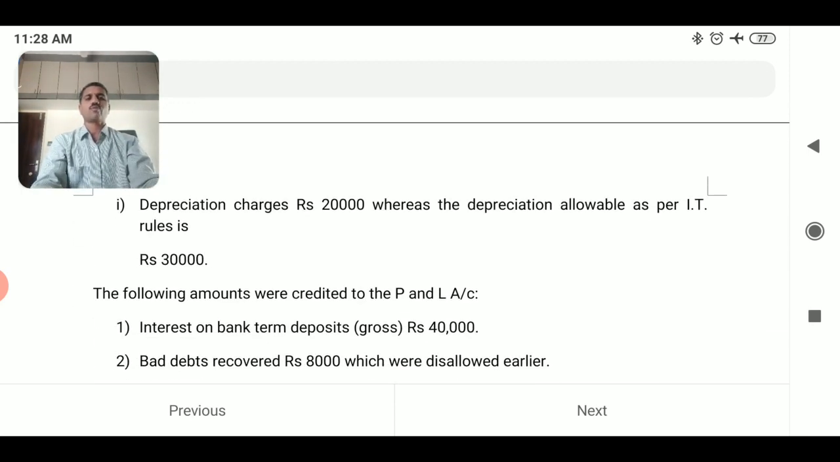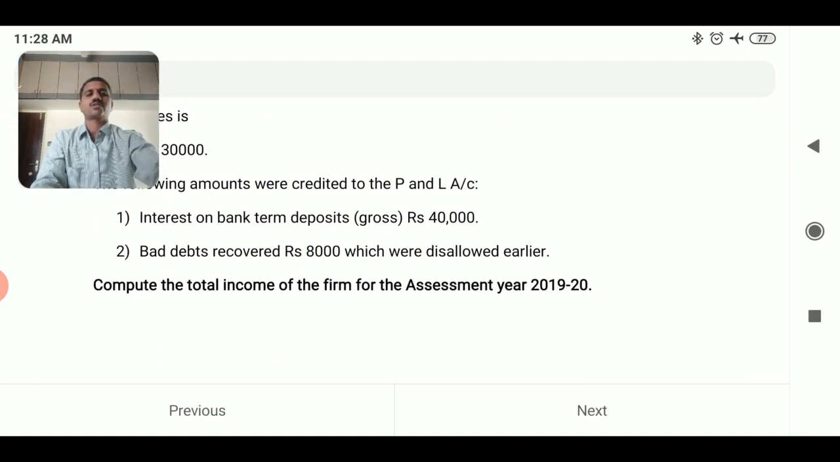The following amounts were credited to the P&L account. Interest on bank deposits rupees 40,000, which is gross. Bad debts recovered rupees 8,000, which were disallowed earlier. From this question, we need to compute the total income of the firm.